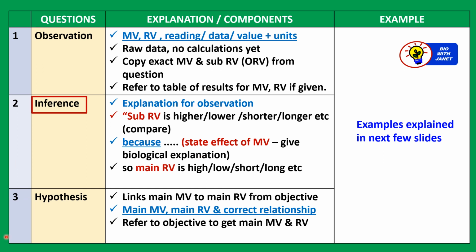So let's look at some examples to understand this format. Compare the sub-RV with the other sub-RVs and then state whether it's higher, lower, or shorter, longer, and then because, state the effect of the MV by giving a biological explanation. And so this causes the main RV to be high or long or short and so forth, and that affects the sub-RV. That's why the sub-RV is like that. So let's look at an example.